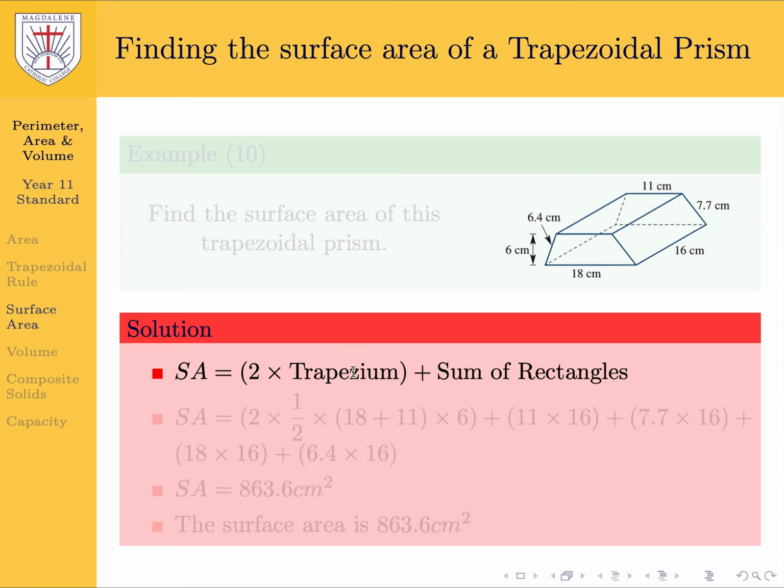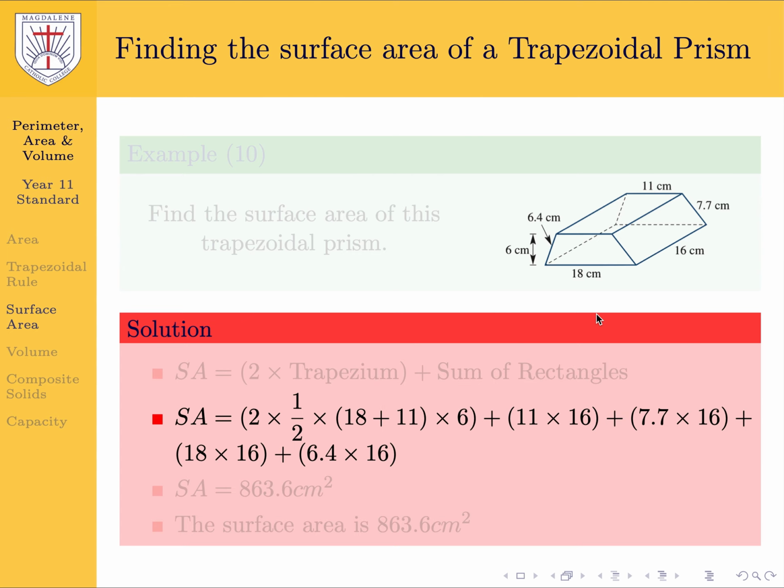The surface area will be 2 lots of the trapezium, and then the sum of all those rectangles. So we're adding them all together. So there's going to be a lot of working out here, but it's okay. We'll just take it one step at a time, and you'll see if you break it down to parts, it's a bit easier. So this first part here is the trapezium.